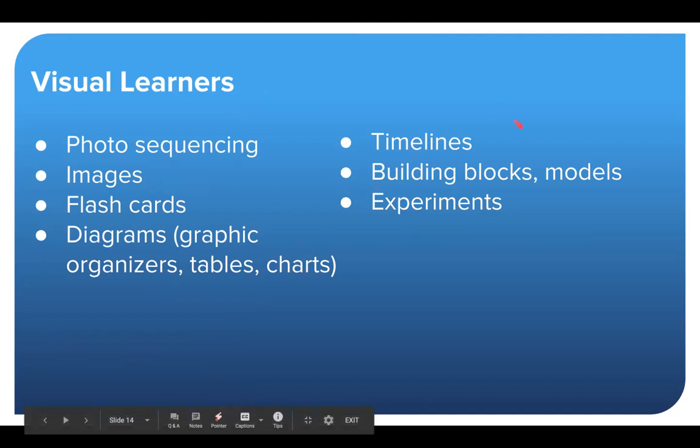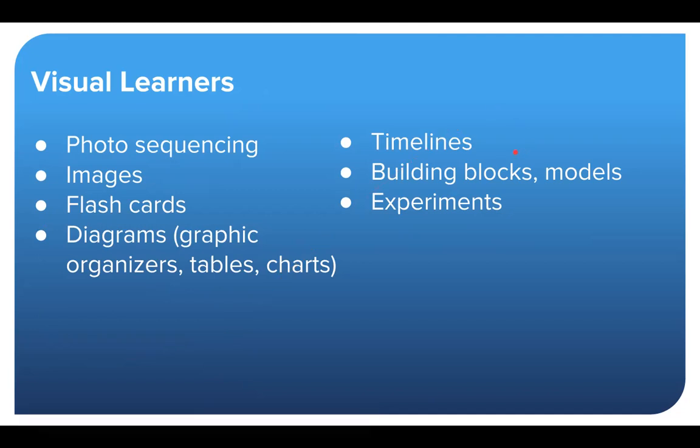Timelines are really good also for understanding how events have occurred and in what order they've occurred. So you can use them for stories, for history, for example, with biographies. So the events in a person's life or in a story. Building blocks and models and even experiments are also really good for visual learners because they help students to see how things work. And you can use all of those in science and maths, but also in English, and in other subjects too.